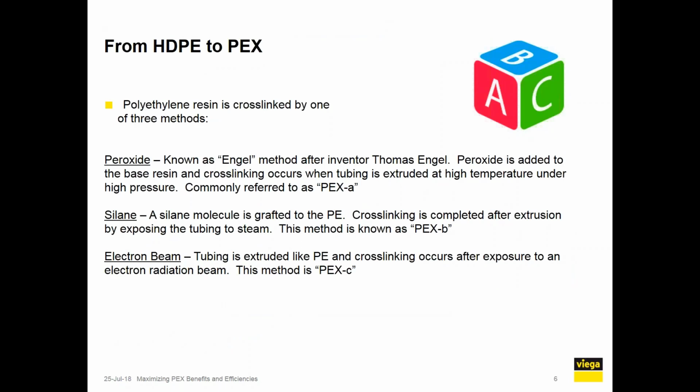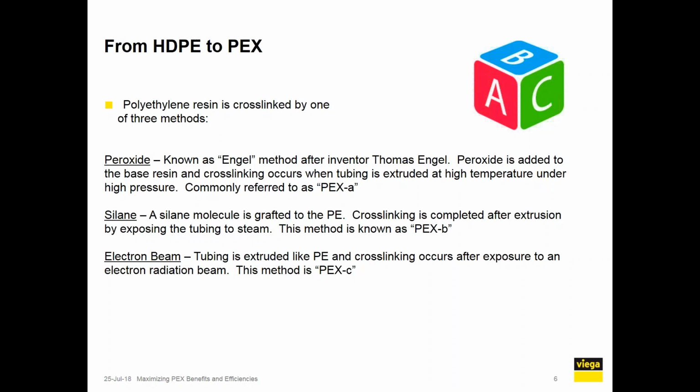So what is another way to distinguish the different PEX on the market? Like we mentioned, high-density polyethylene is the base material, and that is then transitioned to PEX through a cross-linking process. Those 3 processes are commonly known as PEX A, B, and C. Now, this nomenclature is not a rating of quality or performance. It's simply referring to the different manufacturing styles.